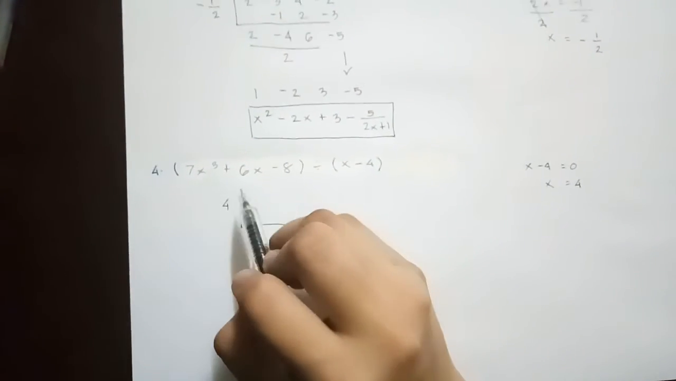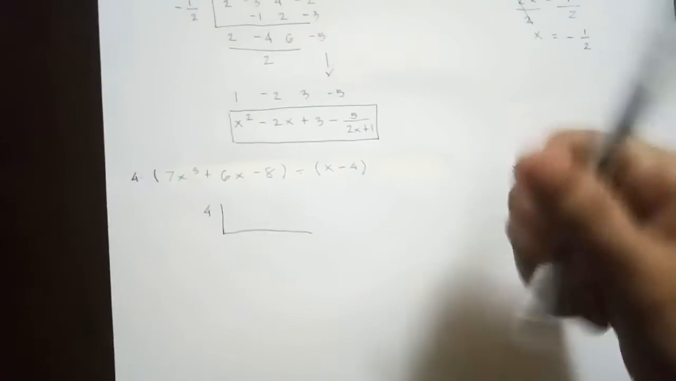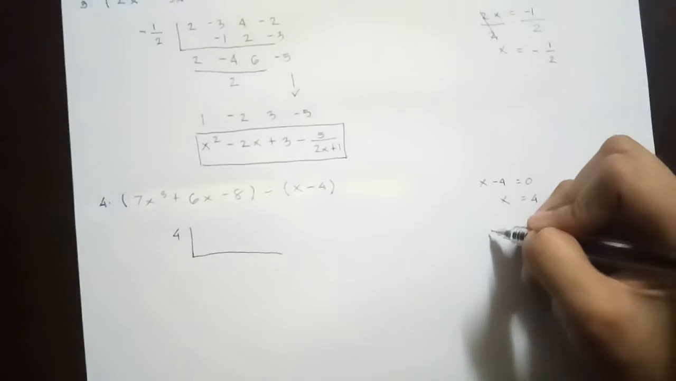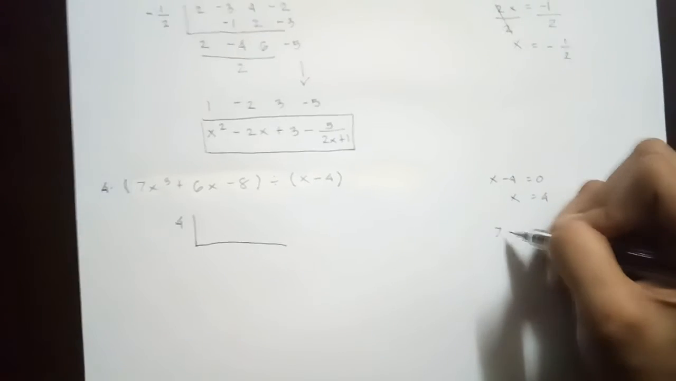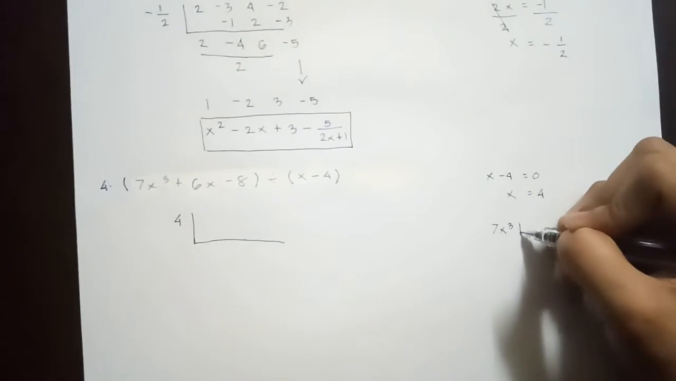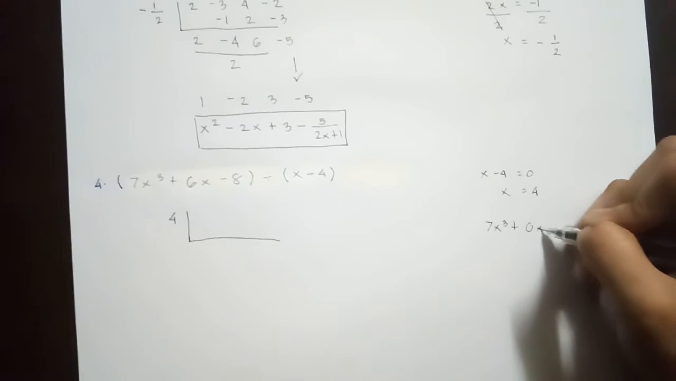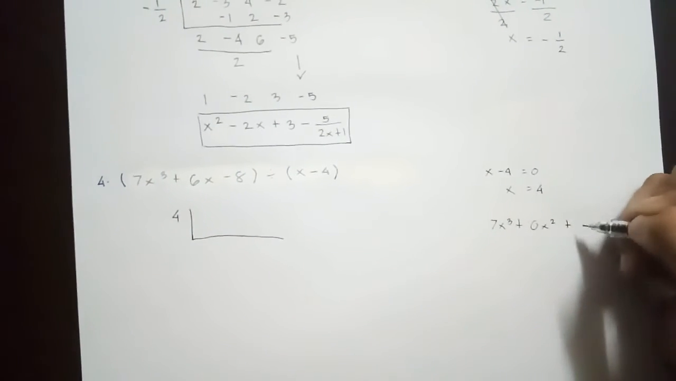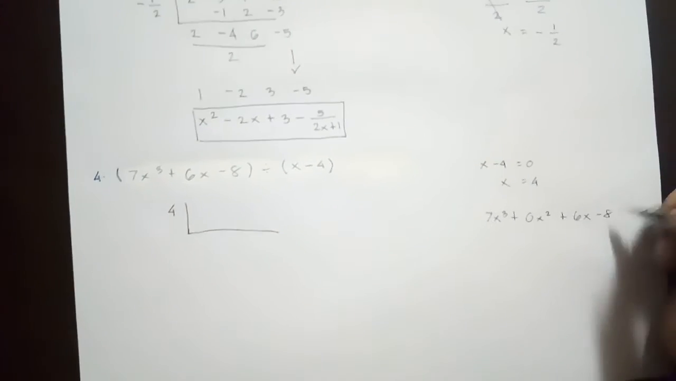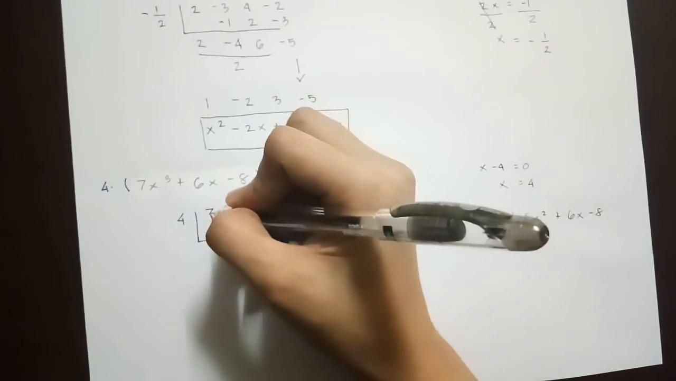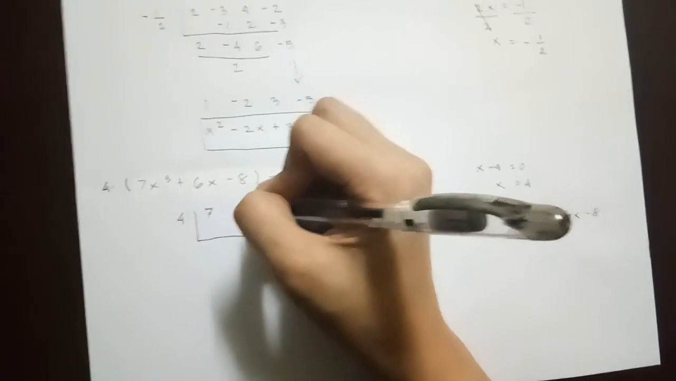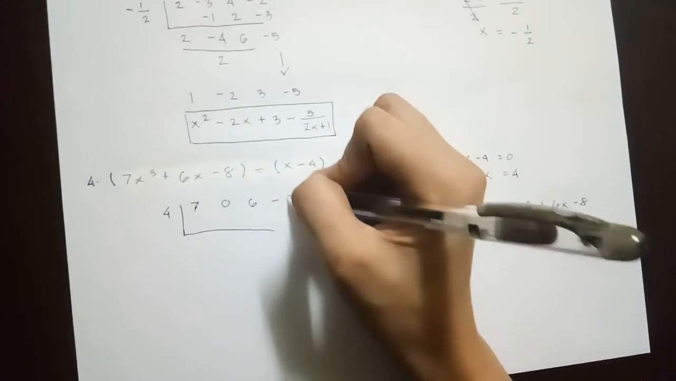As you notice, it isn't in descending order. So as in the steps that we saw first in the video, we have to add 0 if it's not in descending order. So 7x cubed plus 0x squared plus 6x minus 8. So this is the one that we need to get the coefficients of. So 7, 0, 6, and negative 8.